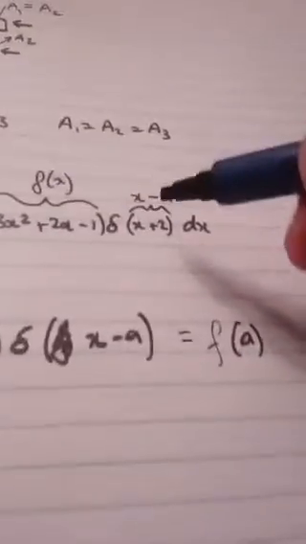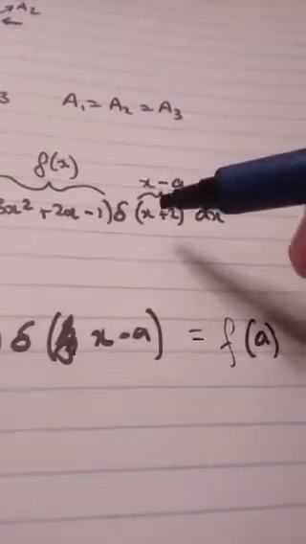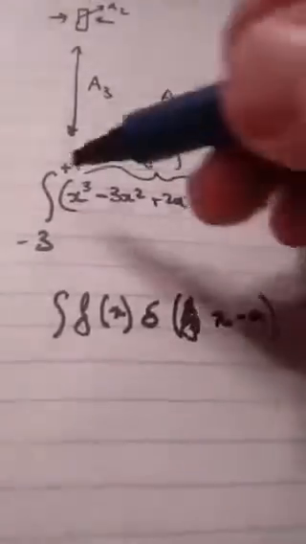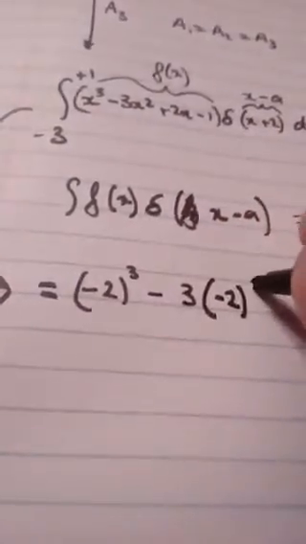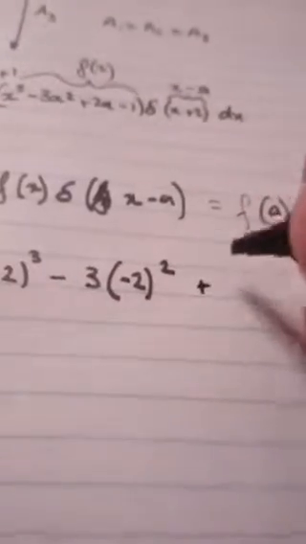That's all it is. So all we have to do is take the negative of 2, which is -2, and we put it in here. So that means that this is going to equal -2 all cubed, because we have x cubed, minus 3x squared, which will be minus 3 times -2 squared, plus 2 by -2 minus 1.